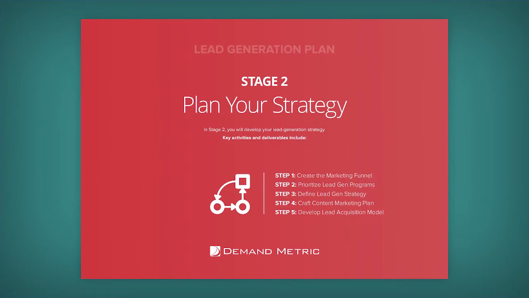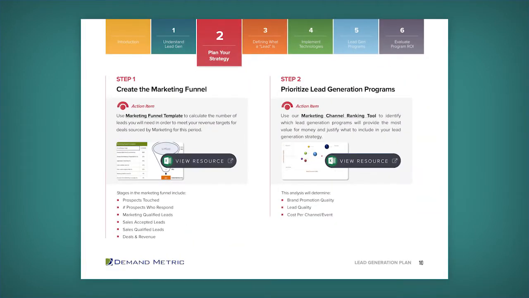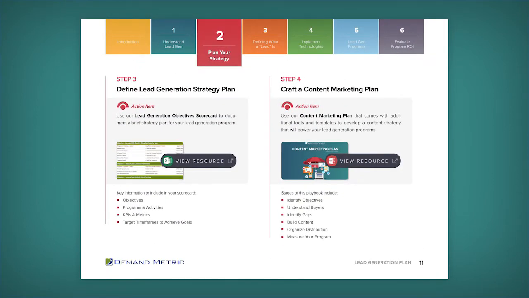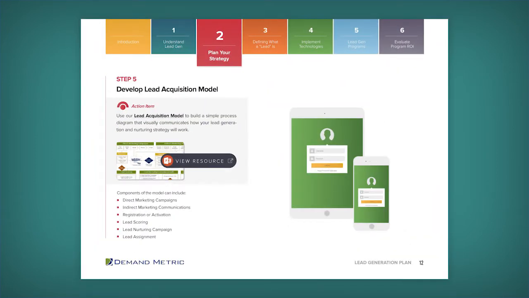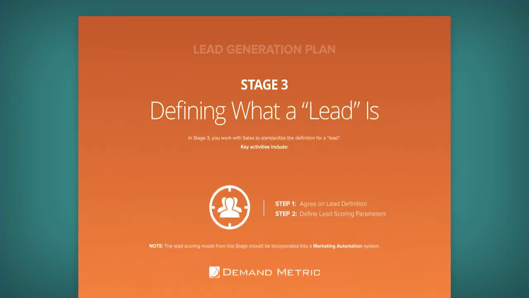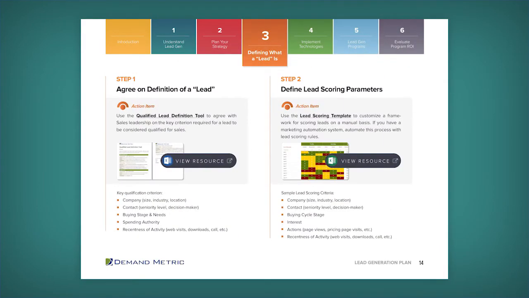And here, the first step is to create the marketing funnel. Then prioritize lead generation programs, define your lead generation strategy plan, craft a content marketing plan, and develop a lead acquisition model. Stage 3 is about defining what a lead is. And here, the first step is to agree on the definition of a lead, followed by defining lead scoring parameters.